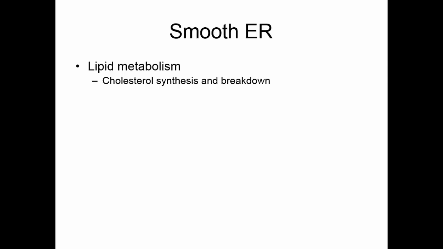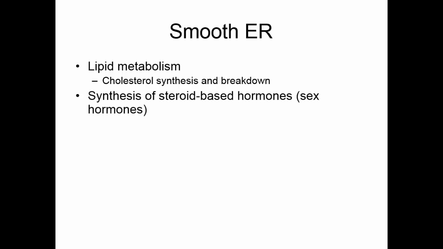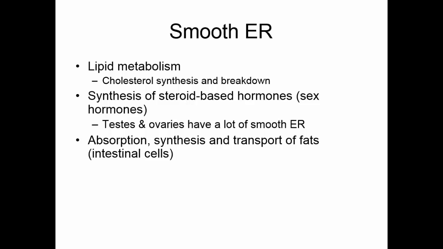The smooth endoplasmic reticulum is involved in lipid metabolism, the manufacture of cholesterol and its breakdown. Because cholesterol is the basis for all of your steroid-based hormones, your sex hormones, we would see a lot of smooth endoplasmic reticulum in the testes and ovaries, since that's where these hormones are produced. Also, smooth endoplasmic reticulum, because it helps us break down cholesterol, is found in cells that absorb, synthesize, and transport fats. These particularly are in the intestinal cells.